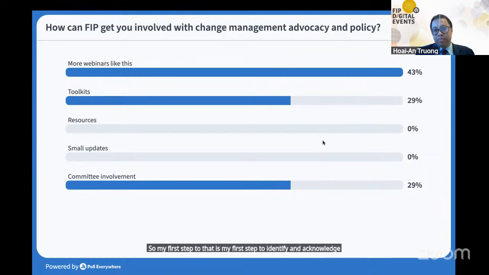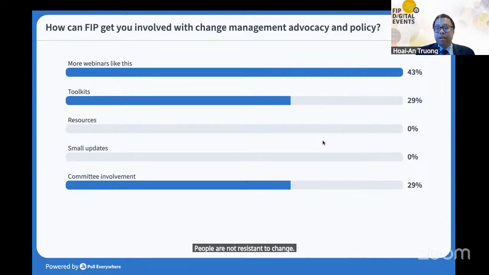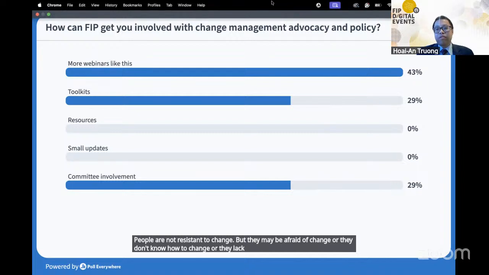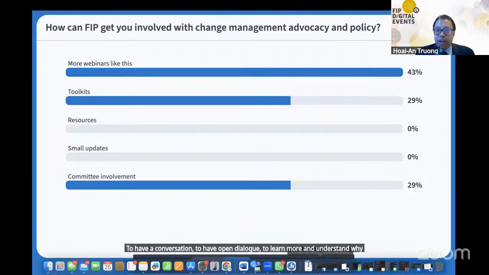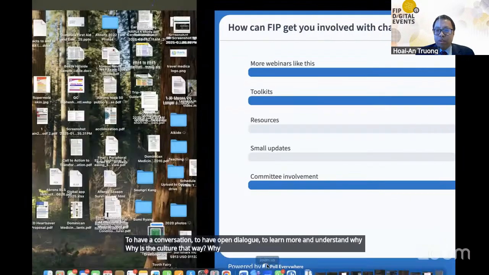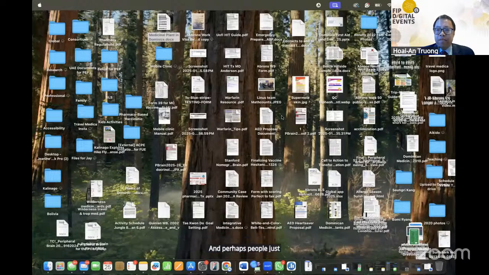Like I mentioned earlier, people are not resistant to change, but they may be afraid of change, or they don't know how to change, or they lack information. So the first step I would suggest, when we feel that the culture and the desired change do not match, is to have a conversation, an open dialogue, to learn more and understand why. Why is the culture that way? Why are people not wanting to change? Perhaps people just need more information. They're afraid of the change.